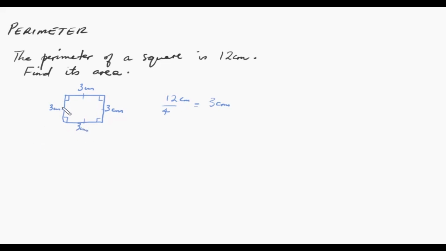Now, the question says, what is the area of the square? To find the area of a square, you say area equals side times side. So in this case, we have 3 centimeters times 3 centimeters. Centimeter by centimeter gives centimeter squared. Now 3 times 3 is 9. So the area of that square is 9 centimeters squared. All right. So this brings us to the end of our revision session.